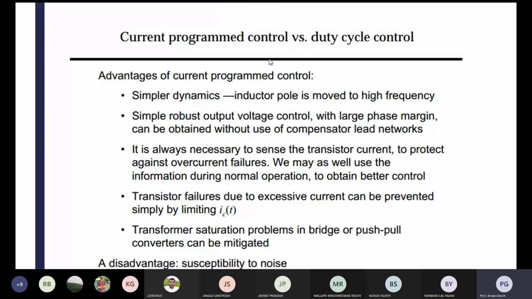Now the disadvantages. Basically, the disadvantage is the stability region: the stability region in current mode control is smaller. Another one is noise, the susceptibility to noise. Noise is another reason. There are different causes also in current mode control.